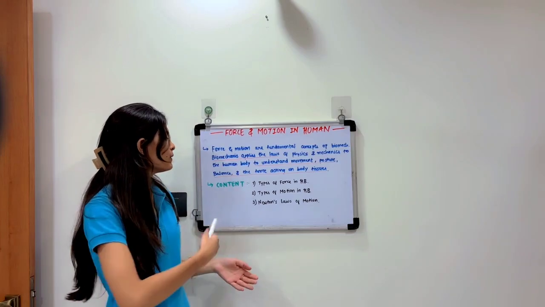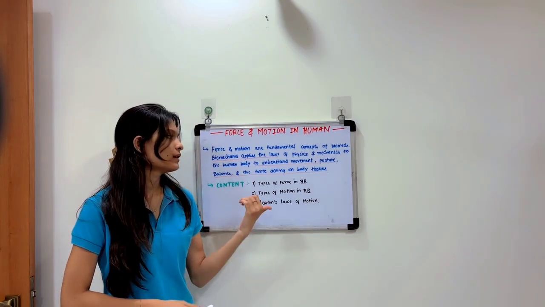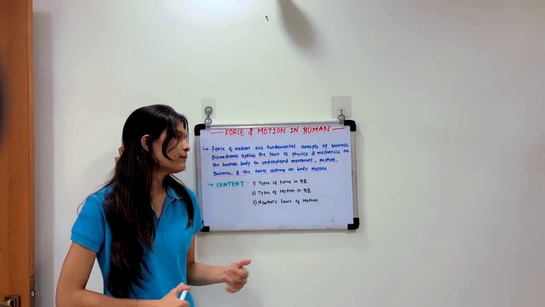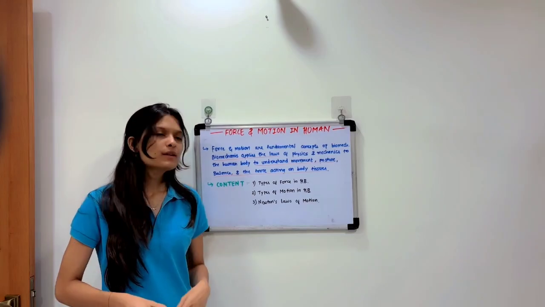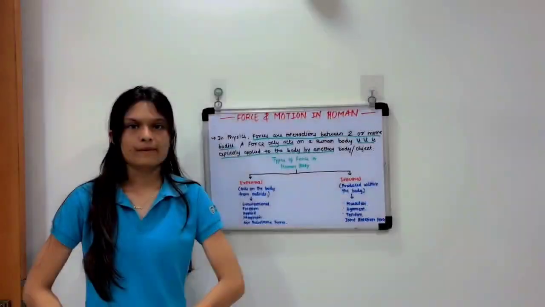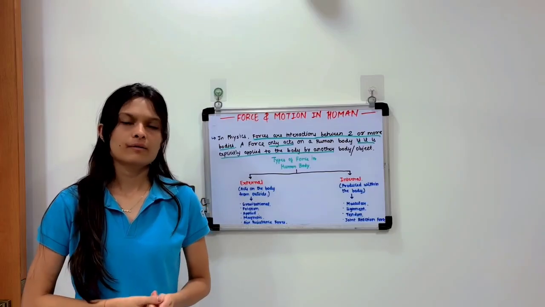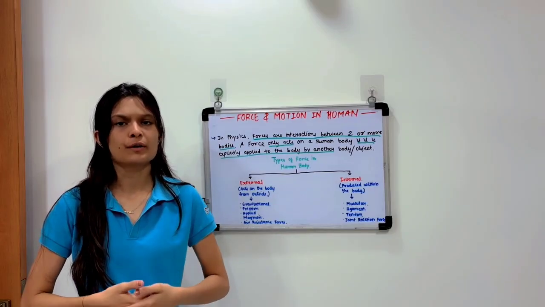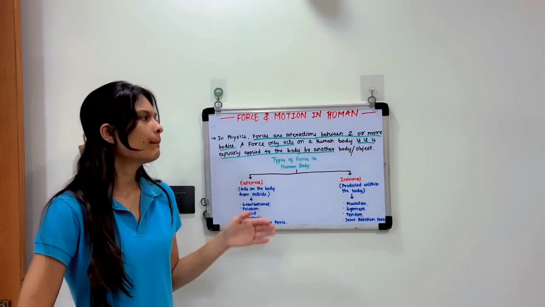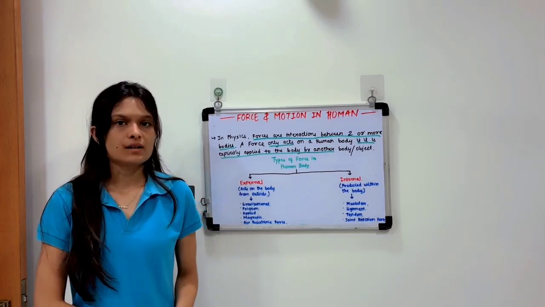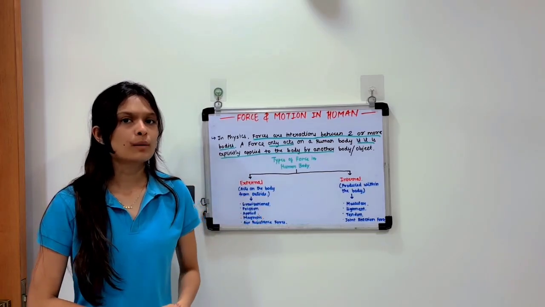So, the content which we are going to learn in this video is the types of force in the human body, types of motion in the human body, and Newton's laws of motion. Now, as we have learned the definition of force, in short, we can say that a force is a push or a pull of an object. But in physics, we can say that force is the interaction between two or more bodies.